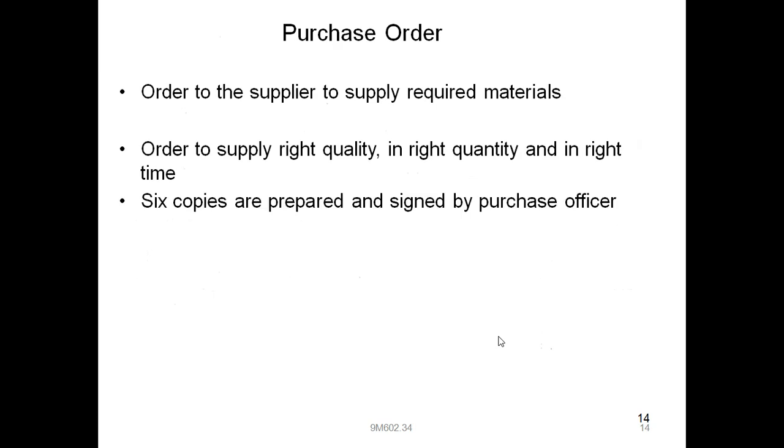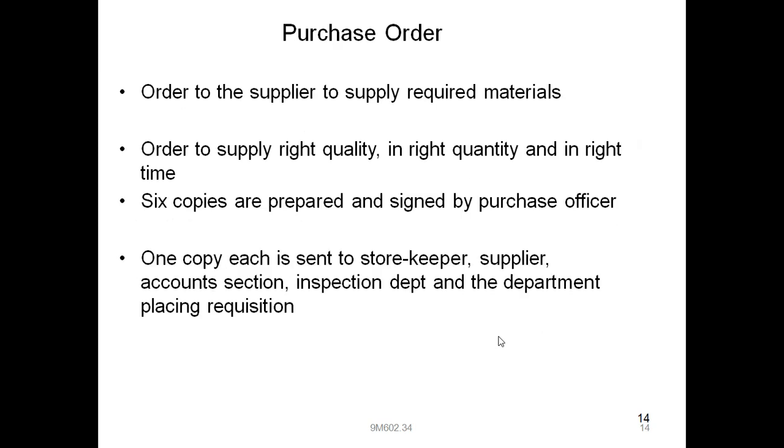Next comes the purchase order. A purchase order is an order to the supplier to supply required materials as per the quotations submitted by him, in accordance with the instructions contained therein, to supply the right quality in right quantity and at right time. At least 6 copies of the purchase order are prepared by the purchase section, and each copy is separately signed by the purchase officer. Out of these copies, one each is sent to the storekeeper, supplier, account section, inspection department, and to the department placing the requisition, and one copy is retained by the purchase department for record.